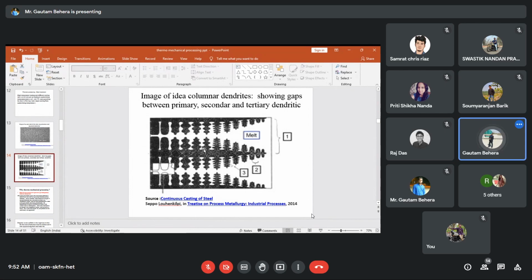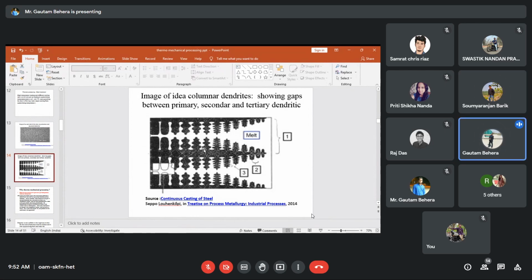So if this is the situation, what happens to the composition? Does the composition remain the same everywhere or will it be different? Different, yes. So where will the composition change? In the interdendritic region, the composition will vary.